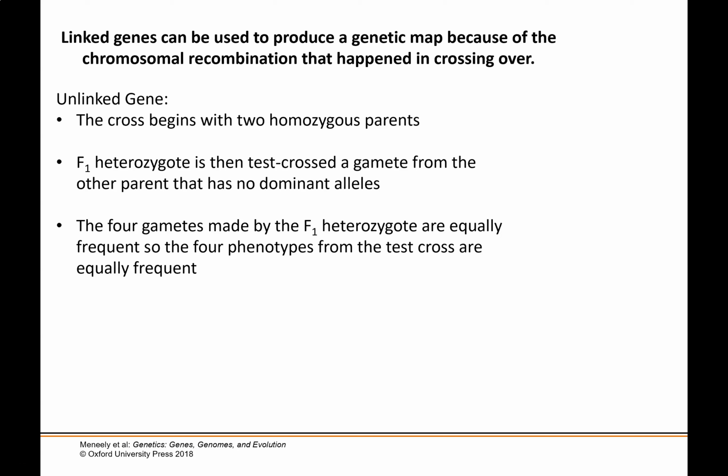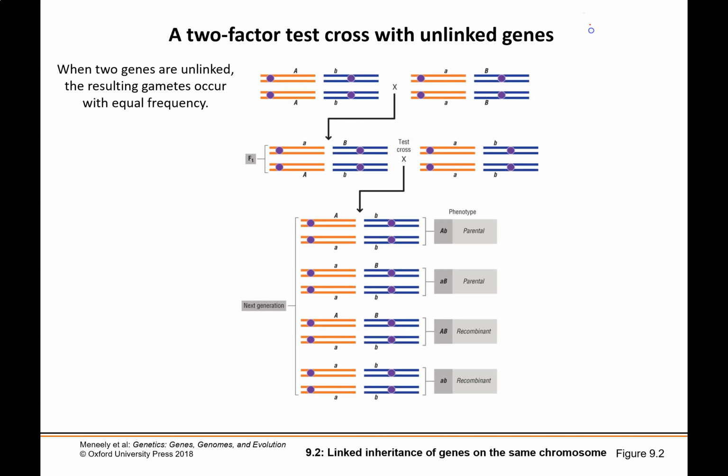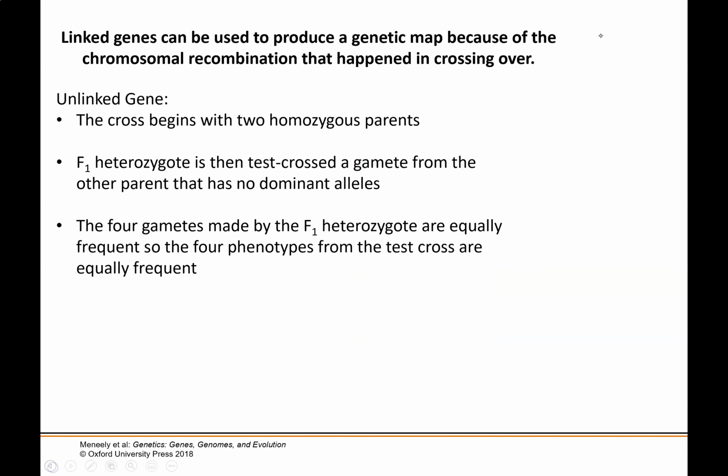So let's look at a cross between two homozygous parents. Originally, when we were doing this in chapter 8, we were using homozygous parents like this: two homozygous dominant with two homozygous recessive. We're actually going to change it up a bit, and start with parents that are essentially opposites. They're homozygous dominant for one gene and homozygous recessive for another gene.